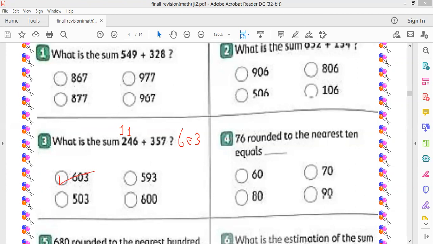Question number 4. 76 rounded to the nearest 10. What is the 10 before and the 10 after? The 10 before 70 and the 10 after 80. 76 is closer to what? We have here 6, a grade number. So we take what? 80, excellent.